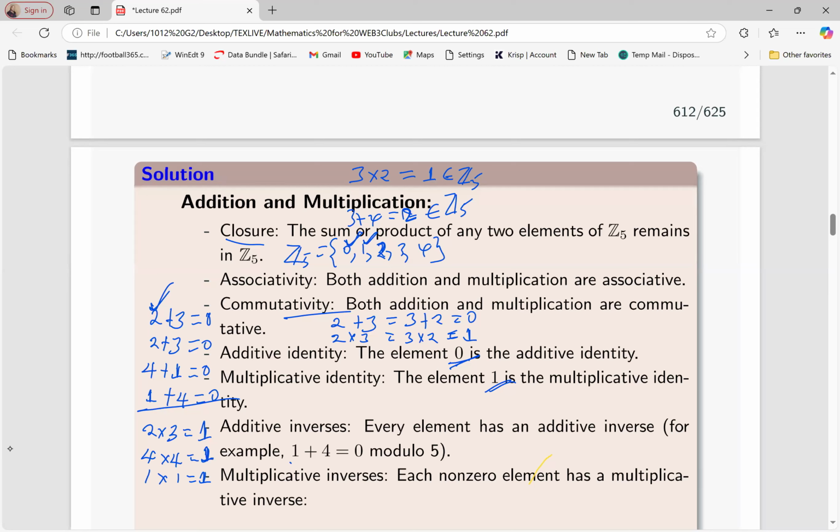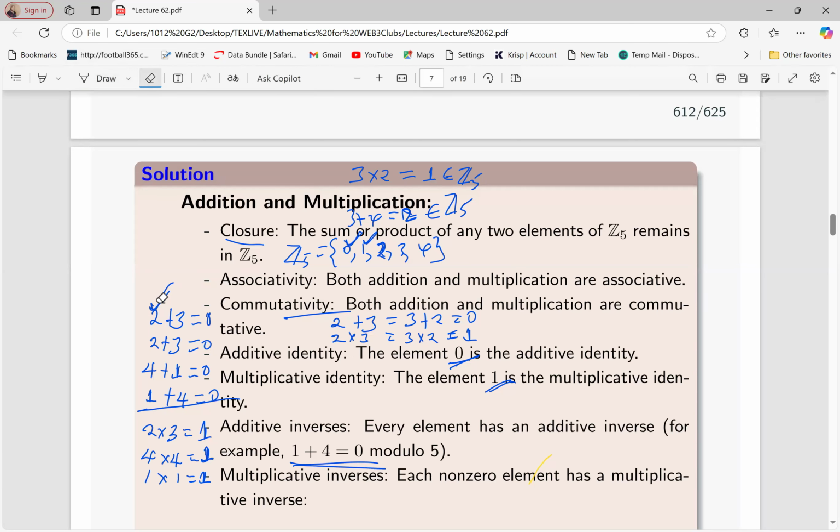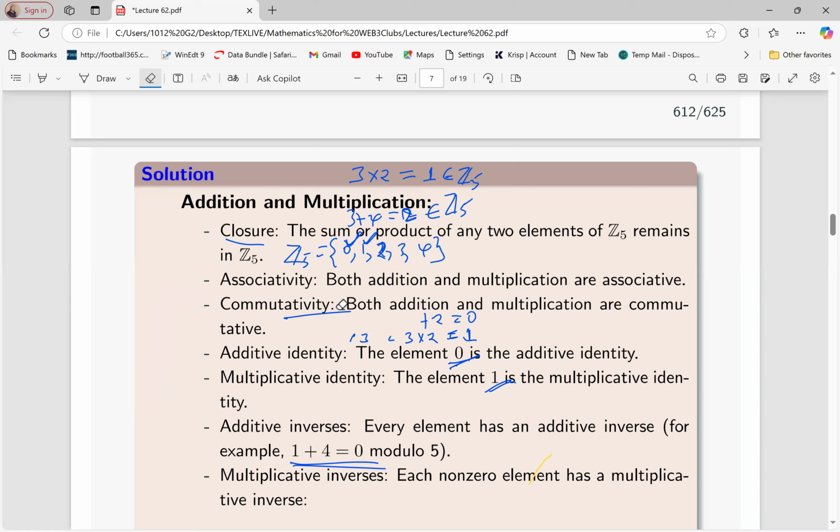And I'll give you an example. So that's how you show that it's a field. You're going through the axioms of a field and showing that they are fulfilled, showing that they are satisfied under addition and satisfied under multiplication.